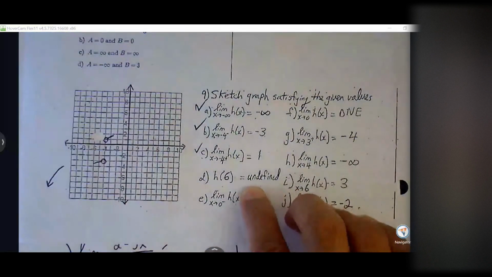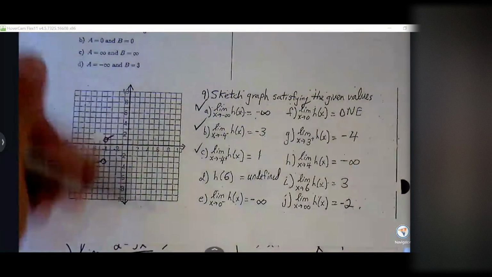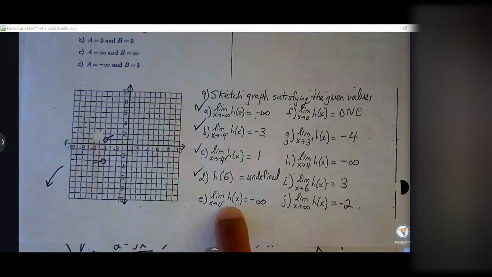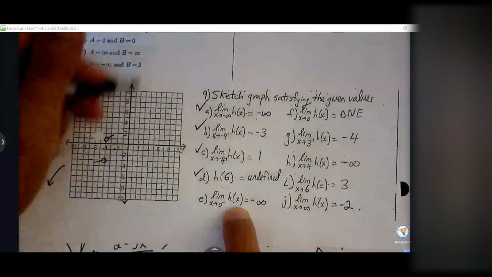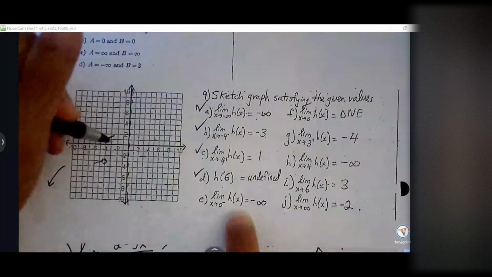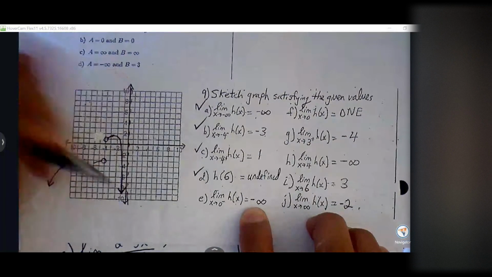H of 6 is undefined. Okay, so that just means that I'm not going to fill anything in at 6. It's just going to be an empty space there. Limit as x approaches 0 from the left side of 0 is equal to infinity. So that means there's an asymptote, but I'm only going to show the branch headed towards infinity from the left side of 0. So I'll do this.